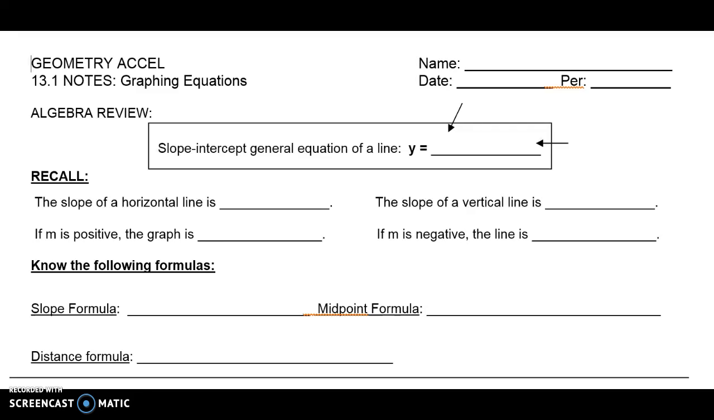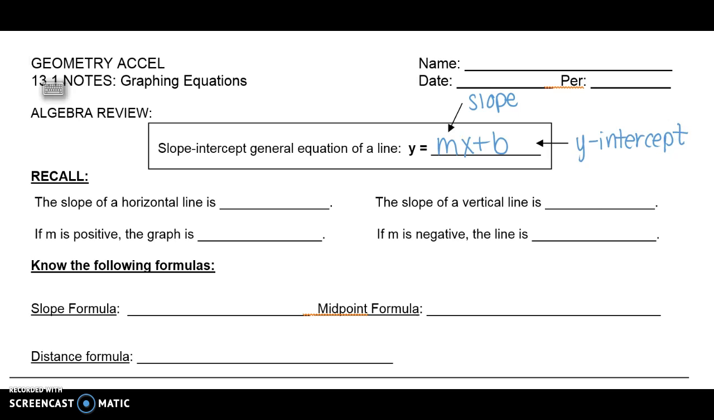Okay, so what we are going to go over today is pretty much just a lot of algebraic connections with geometry, a little bit of a recap with writing equations of lines. So when you're thinking about slope-intercept, that general equation of a line form, it's y equals mx plus b, where m is your slope, and b is that y-intercept, where it crosses the y-axis.